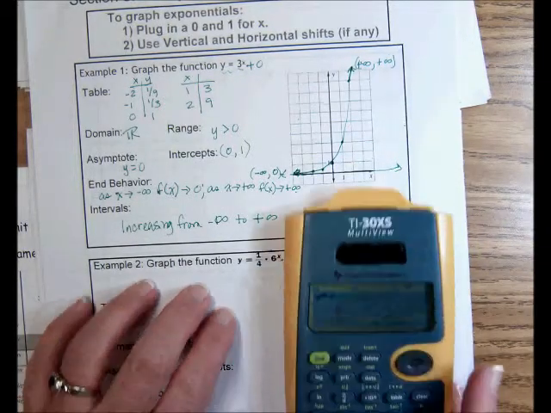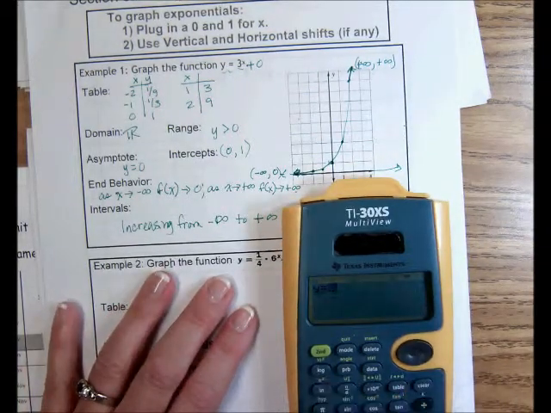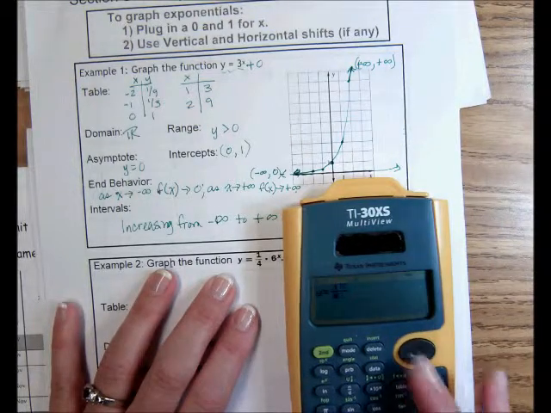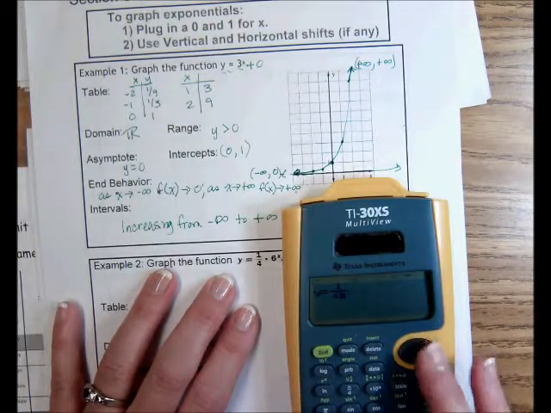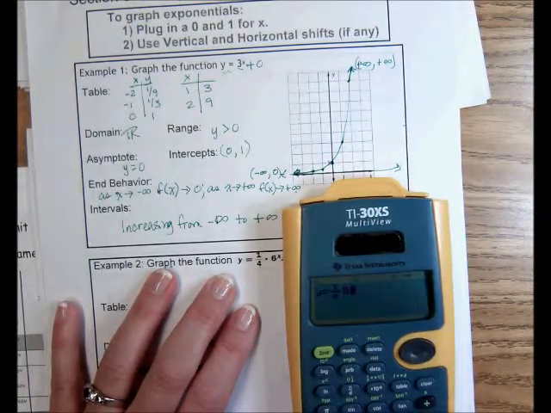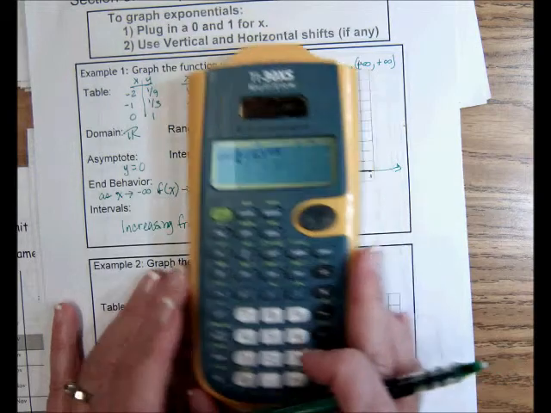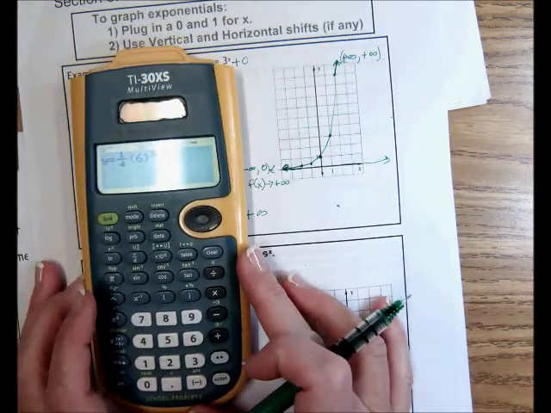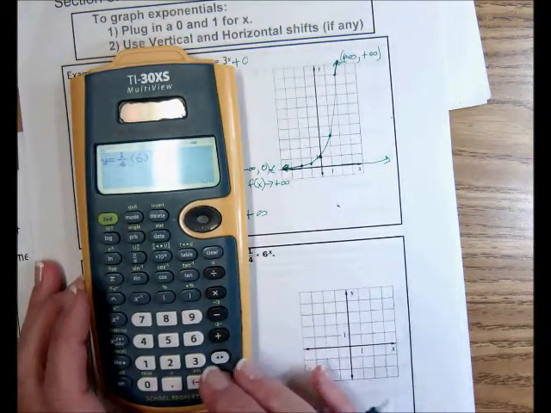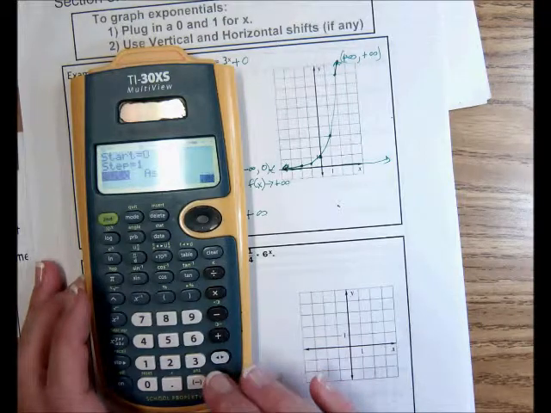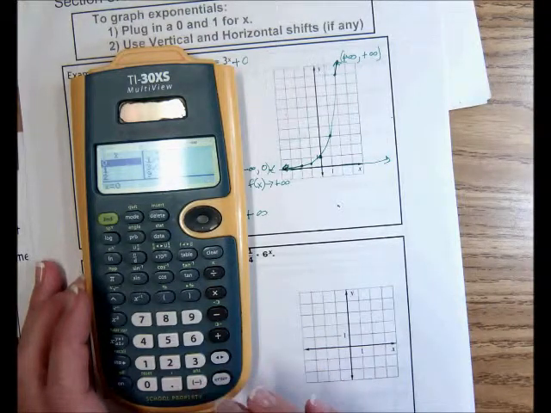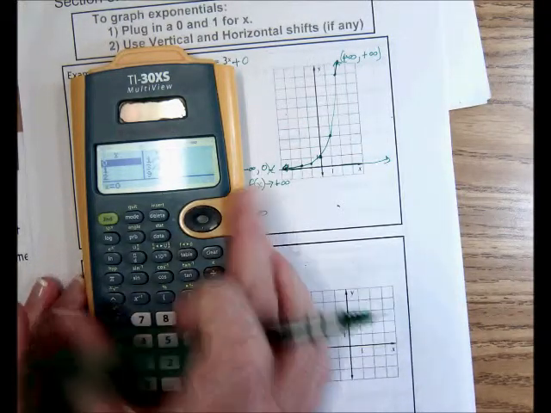So I'm going to clear this, and I'm going to plug in, use my fraction, 1/4, and then I'm going to put in parentheses this 6, and I'll raise that 6 to the x power. So that is what your calculator should look like. And then I'm going to press enter, enter, enter, enter, okay, and it gives me my graph.